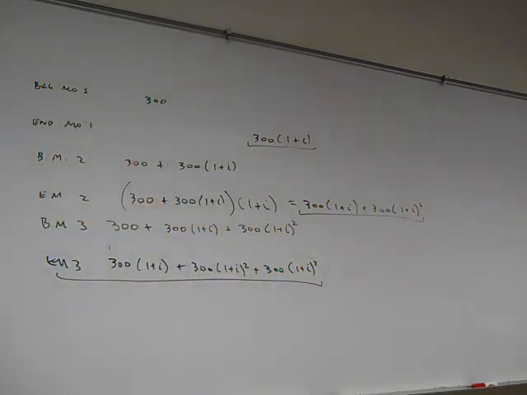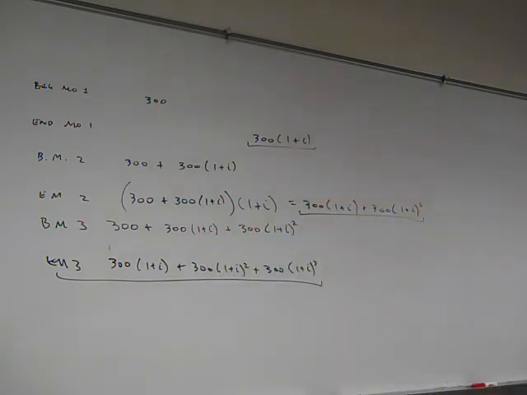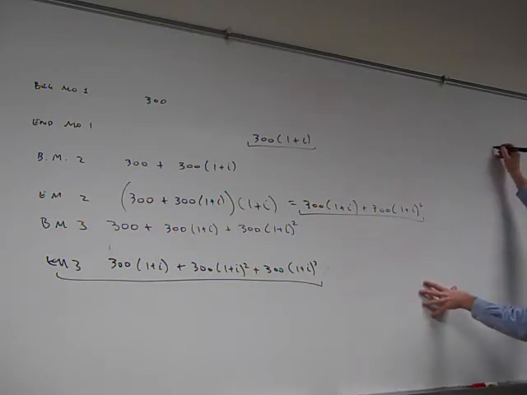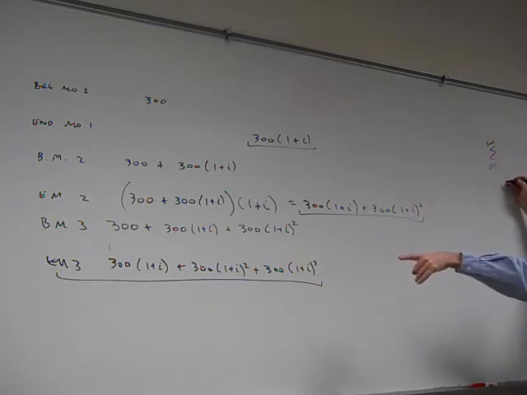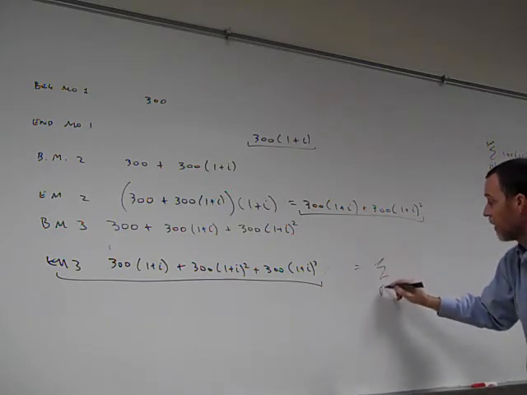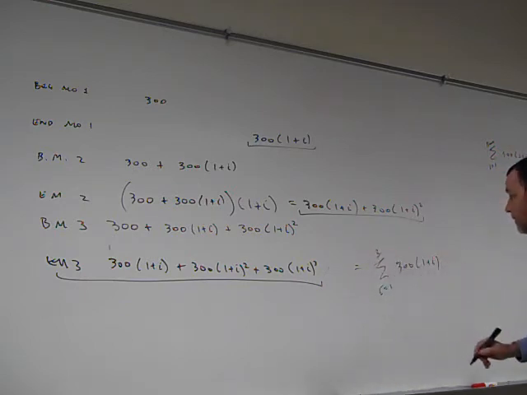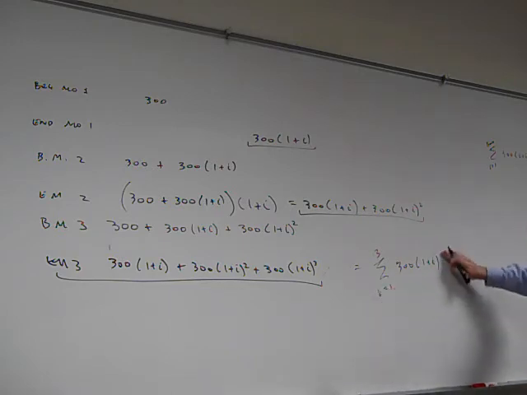Can you tell me what we have at the end of 360 months? So after 360 months, it's the sum from 1 to n of 300 times 1 plus I to the nth, right? The sum from k equals 1 to 3 of 300 times 1 plus I to the k. Oops, don't use an I, Ted, use a K.